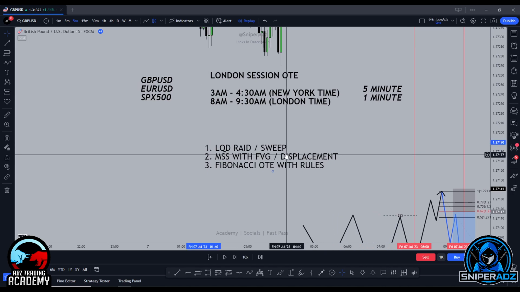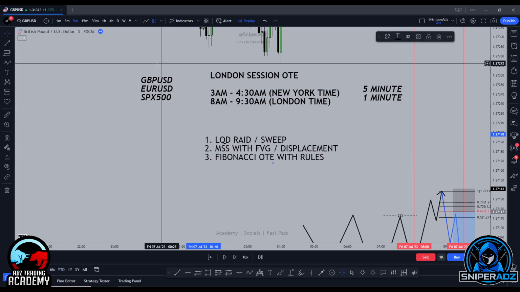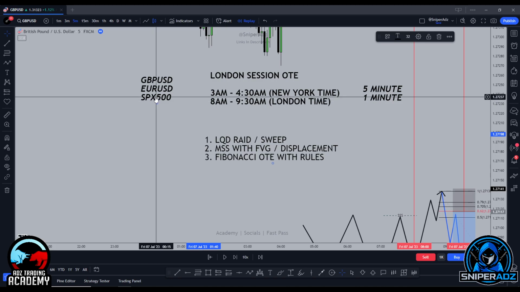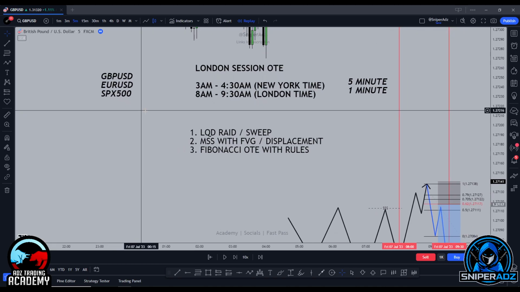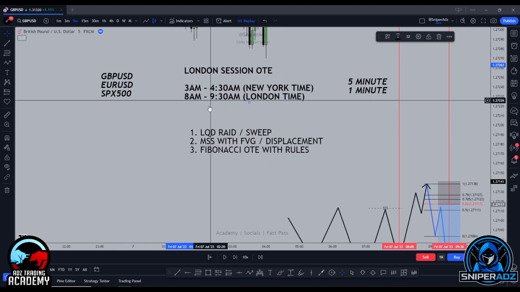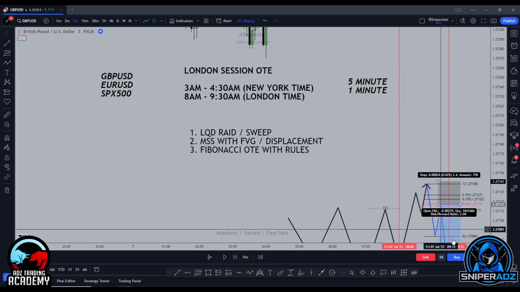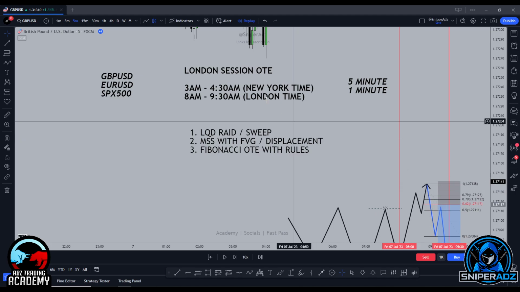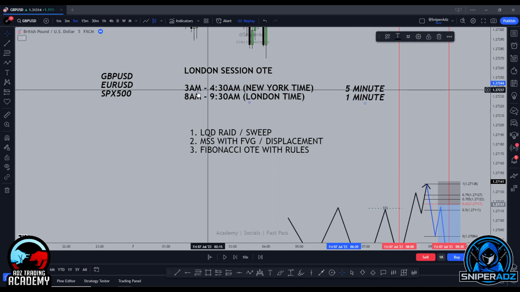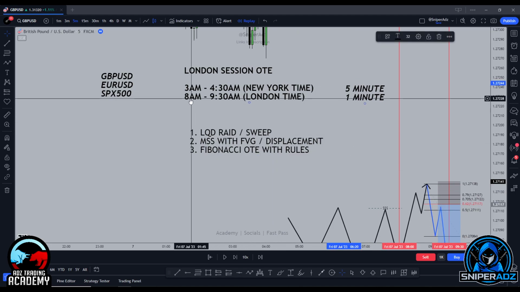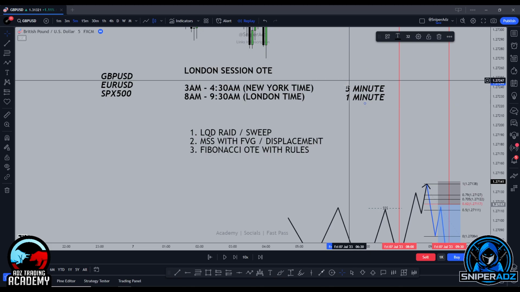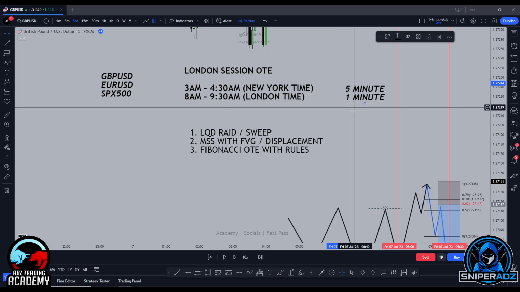So as you can see right here, we're going to be trading on GBP USD, Euro USD, and SPX 500, the usual pairs. Okay, it's a simple mechanical based system. Just follow the rules, don't change it up. London session OTE, we are going to be implementing a specific price action tool here, which is known as the Fibonacci tool, to base our entry off. We're going to be trading specifically from the London Open plus 1 hour and a half, right, which is 8 AM to 9:30, and for New York traders that's 3 AM to 4:30 AM. We're going to be using the 5-minute time frame and the 1-minute time frame only.